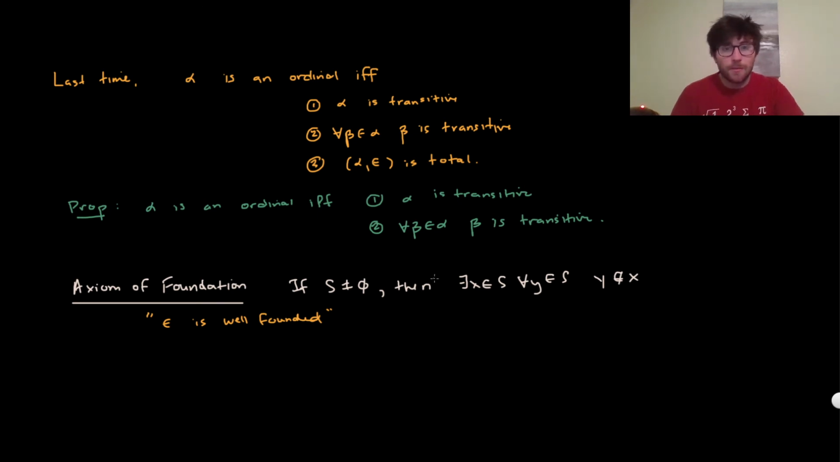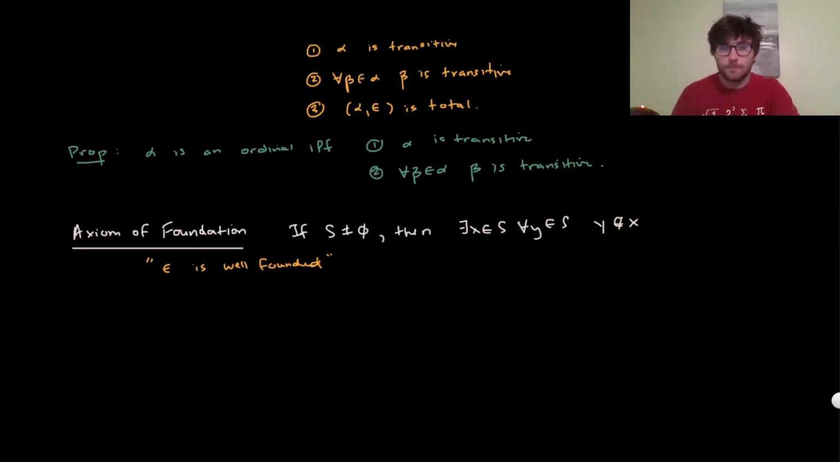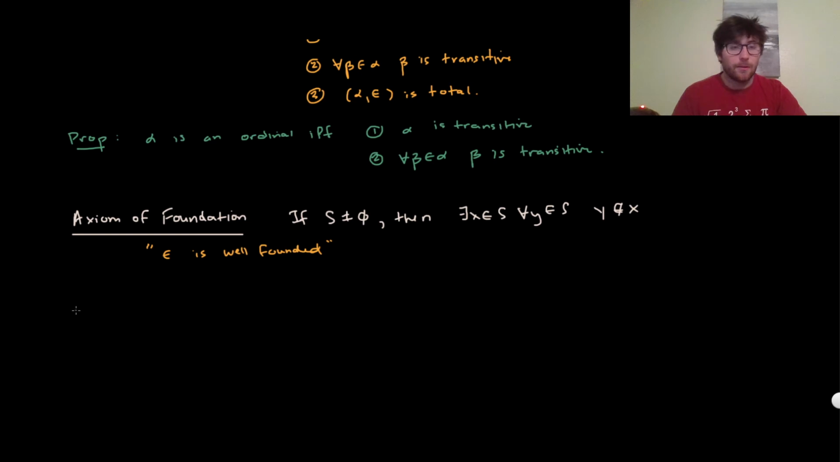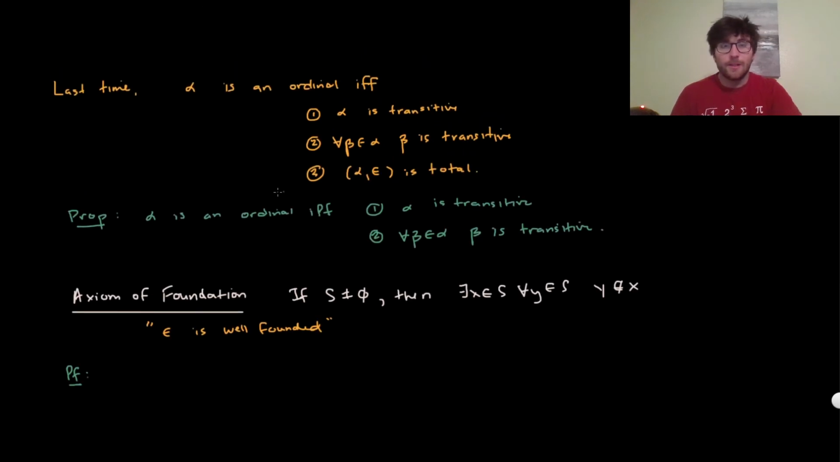Okay, but what's the proof of this proposition? We're going to use this axiom of foundation. Well, we actually only need to show, if it's an ordinal, we've already demonstrated 1 and 2, because it's equivalent to this characterization up here. The only thing we need to show is that if we assume 1 and 2, then 1 and 2 implies that the relation is total, and then we're done.